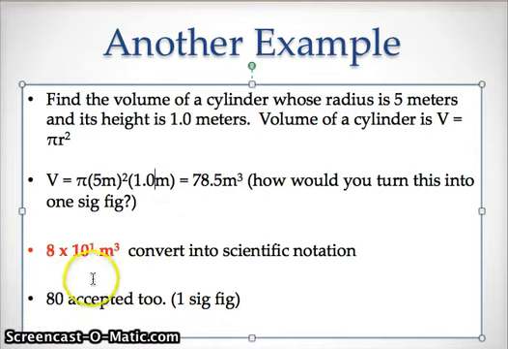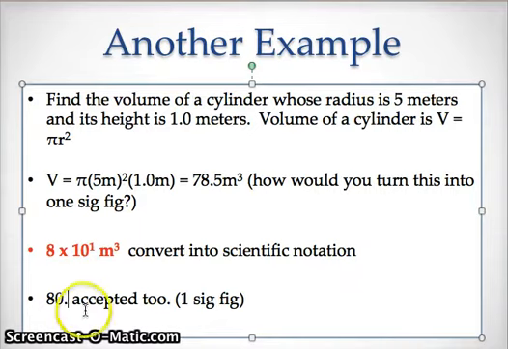This doesn't always work, but 80 would be an acceptable answer too because there's no decimal, right? If there was a decimal here, then that would make it 2 sig figs, but it doesn't have one, so it's just 1.